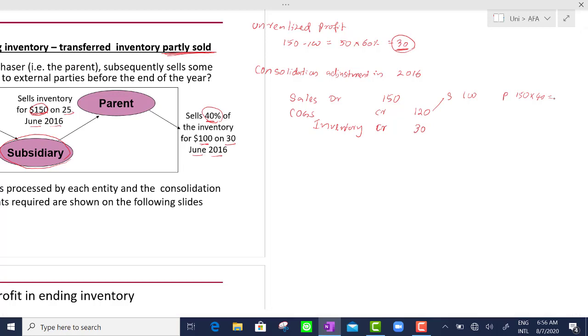For the parent company the cost is 150 when purchased from the subsidiary company, that into 40%, so it is 60.